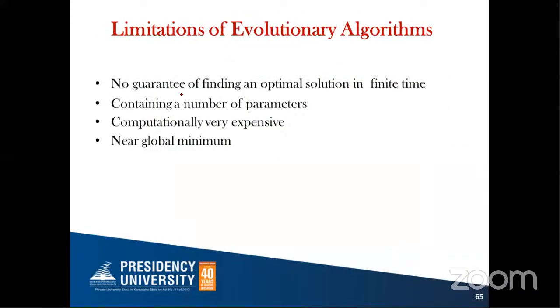Let me summarize what I have told here. Before summarizing, let me tell you some limitations. The main limitation is there is no guarantee of finding the optimal solution in some cases. Another one is that there are many algorithm-specific parameters. I told you to assume the value C1 equal to 2, C2 equal to 2, and inertia weight will be there. Those parameters we have to choose by trial and error. Computationally, you need high-performance computers to solve this one, so it is expensive. And the important point is that they reach only the near global minimum.